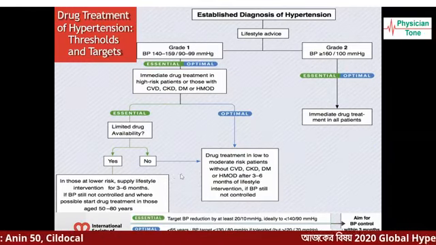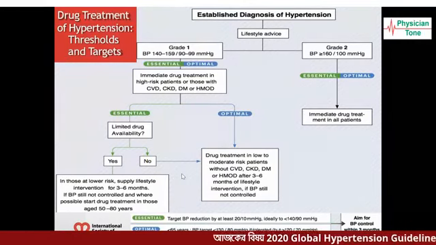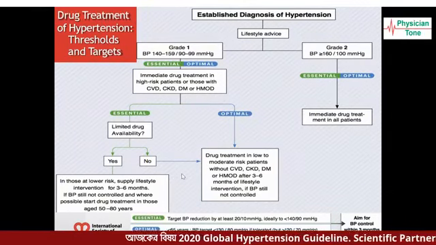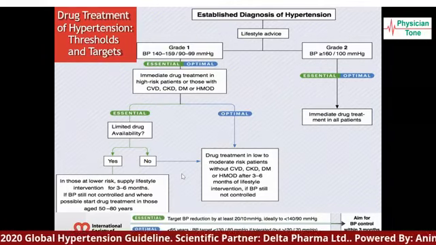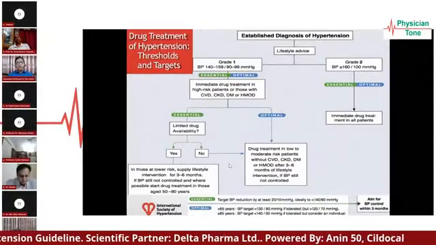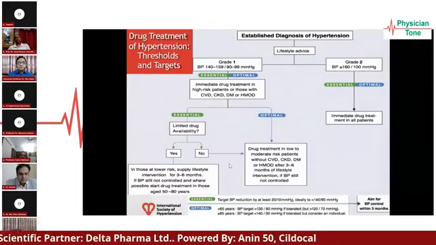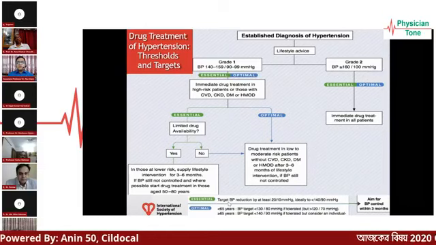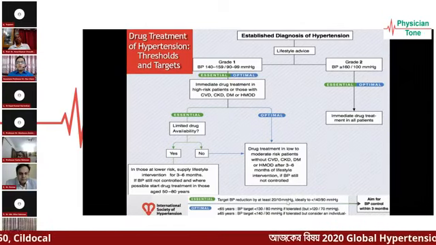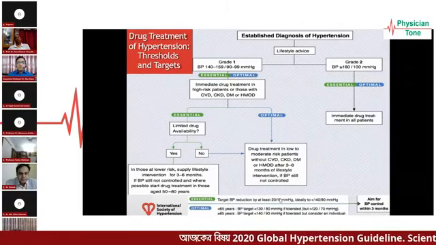If after 3 to 6 months of lifestyle modification, grade 1 hypertension without risk factors and without target organ damage does not come to a normal blood pressure level, then start treatment. And what is the treatment goal? Target BP reduction. This is important. This is an important addition in this guideline.